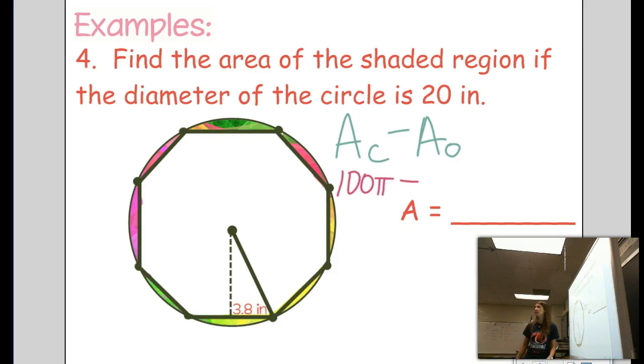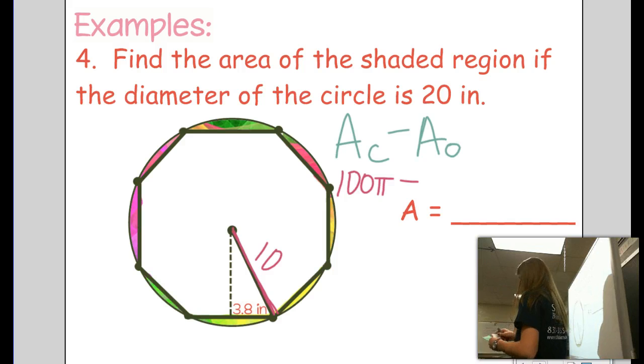So that part's done. Check that off your list. Now we have to find the area of the octagon. First, we need an apothem. We can't find an area without an apothem. Jeanette, how long is this segment right here? We know this one's the radius. How long is it? There, very good. 10. Omar, how can we find the apothem?